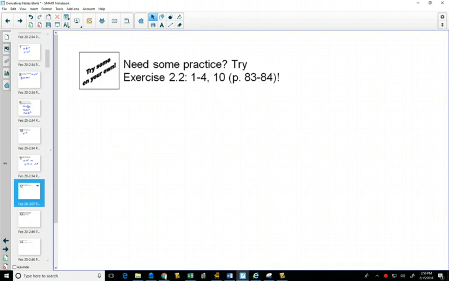Okay. Just to get started on this and get used to it, I'll give you 5-10 minutes to work on these, and then we will keep going.